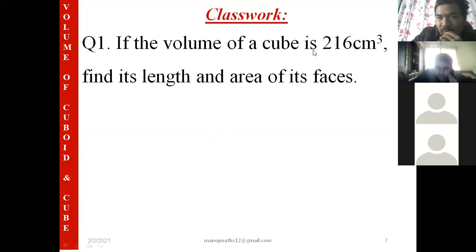First of all, how to find length? Length equals cube root of volume. Volume is 216. Find out the cube root of 216. You will get the length. How much? 6 centimeter. Okay. As I told you, how many faces are there in a cube?